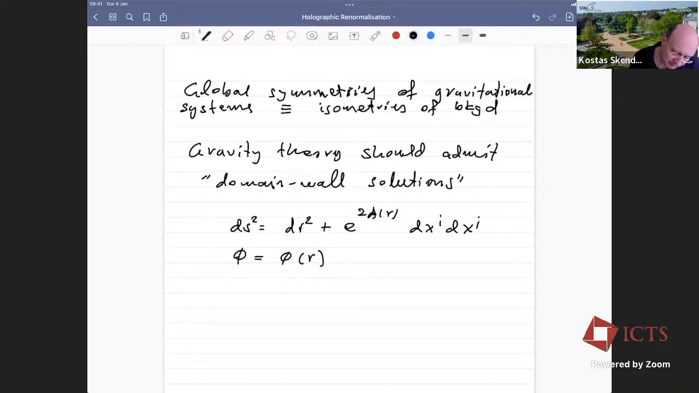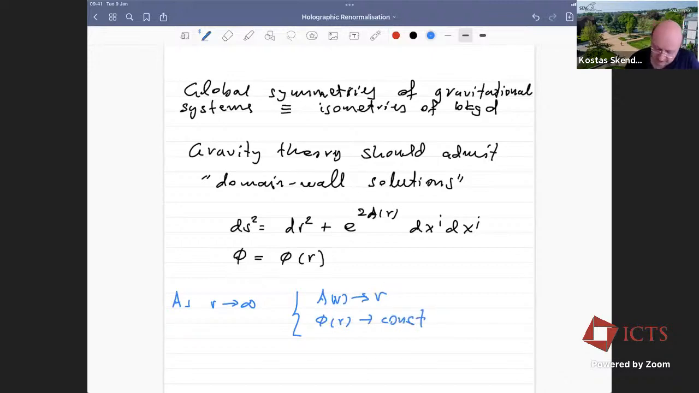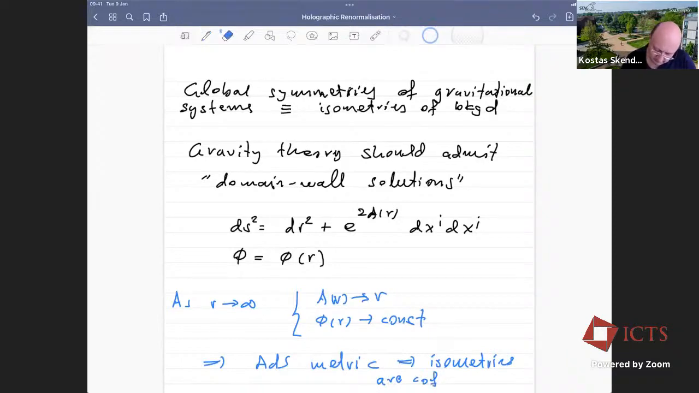But if in addition, we have that as r goes to infinity, A of r goes like r, and phi of r goes to a constant, then this metric has additional transformations. This becomes an anti-de Sitter metric whose isometries are the conformal transformations in one dimension less. Okay. So that's the setup that we need.